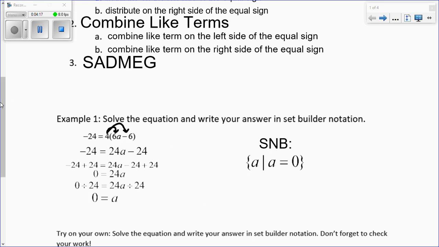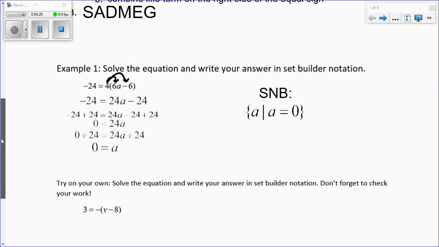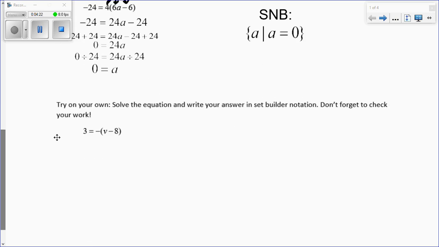Okay? So you guys are going to go ahead and try this one on your own. It does have that negative in front, which hopefully you guys remember means something invisible. So you can pause the video, but then we're going to go ahead and move on.